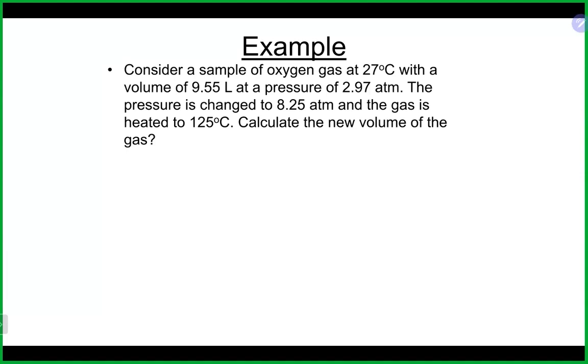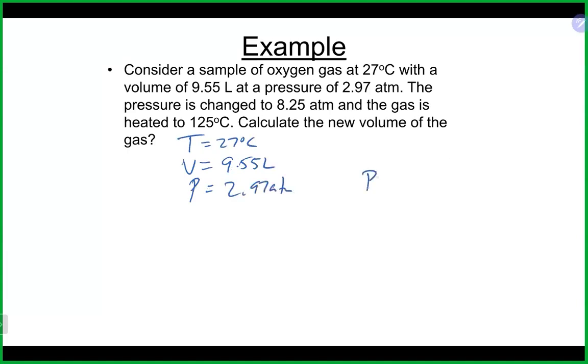Okay, so let's take a look, see how we're doing. Remember that when you're dealing with gas laws, it's really important to pull out the information and label what it is: pressure, volume, temperature. A lot of times if you do that, and you're not really sure what gas law you should use, you could see the gas law looking at you. So for example, here we have a temperature that's 27 degrees Celsius. That goes with a volume that's 9.55 liters and a pressure that is 2.97 atmospheres.